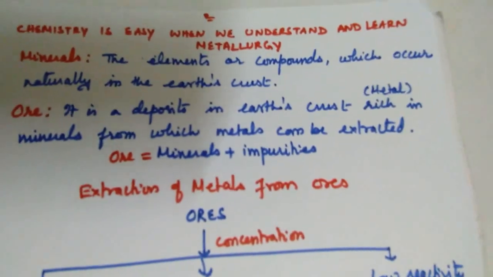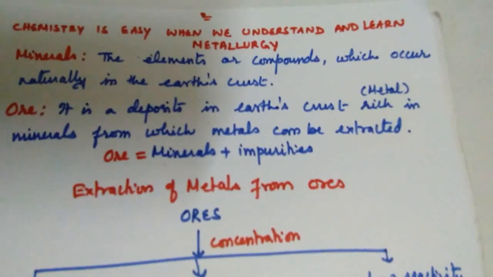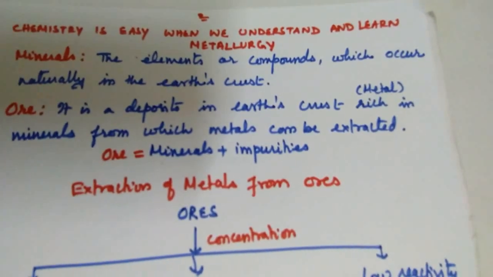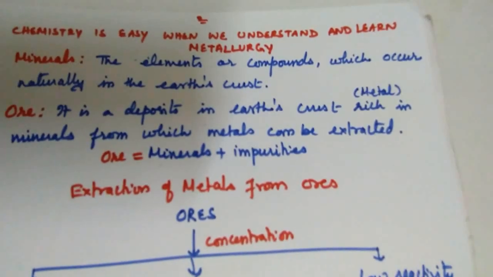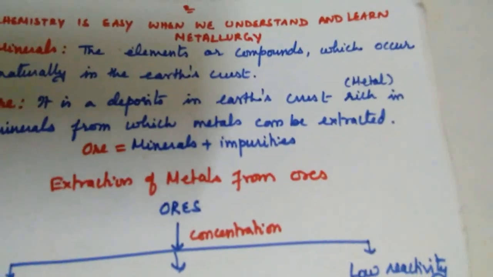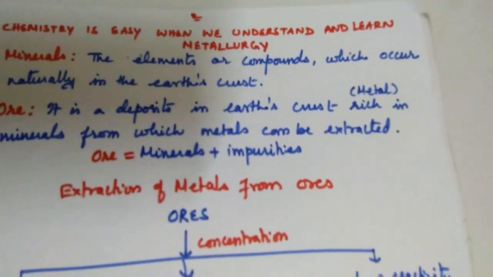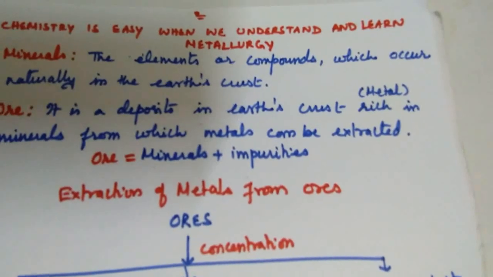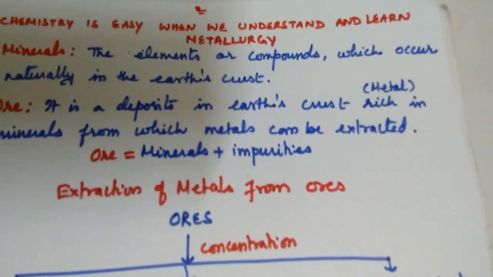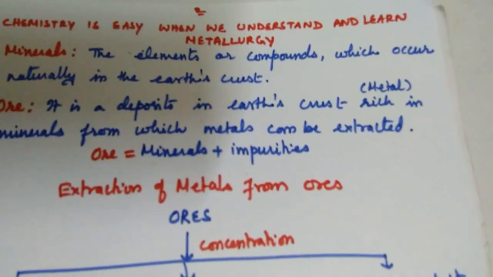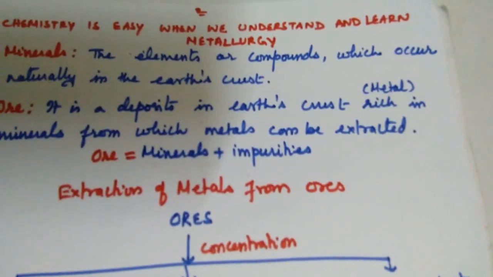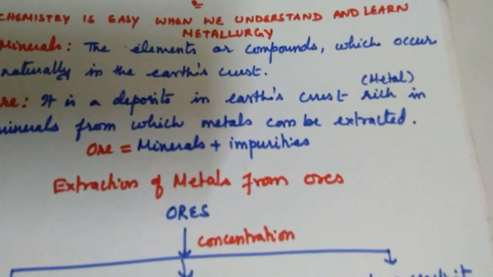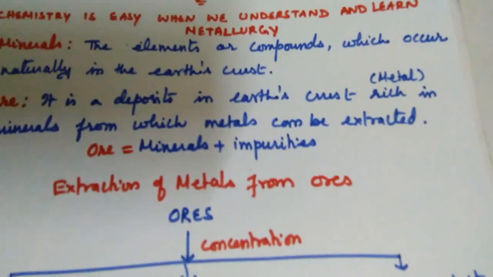Before that, what is a mineral? An element or compound which occurs naturally in the earth's crust is called a mineral. Anything we find in nature, we call a mineral. For example, Fe2O3, alumina, anything. Any element in its compound form or elemental form that is found in nature, we call a mineral.